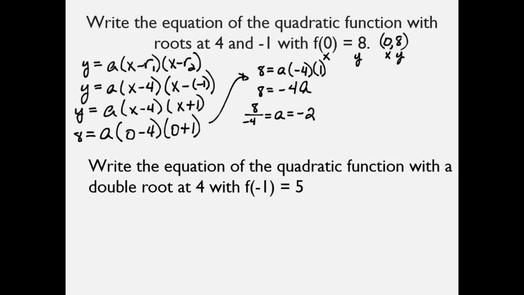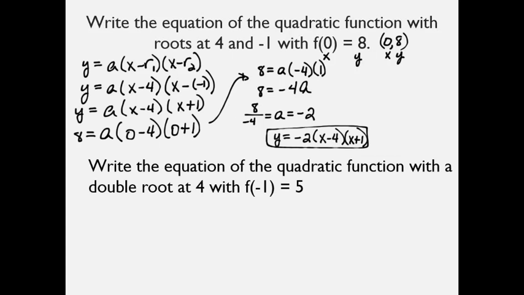So once I know a, I put it back into that second equation that I wrote, and I say y equals negative 2 and then you put your roots in, and that's your final answer. That's your equation in root form for a quadratic that would have those roots and go through that point.